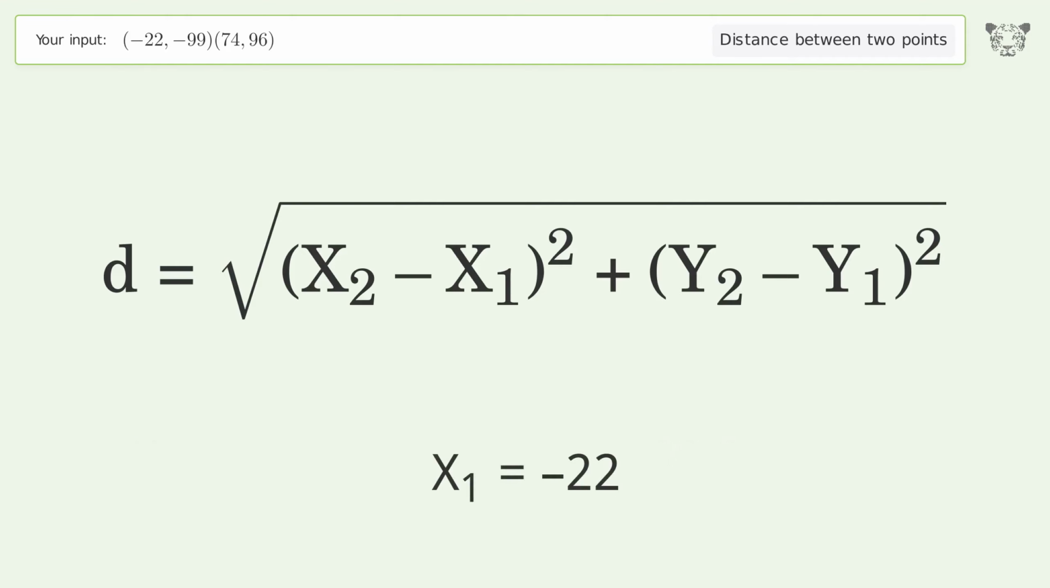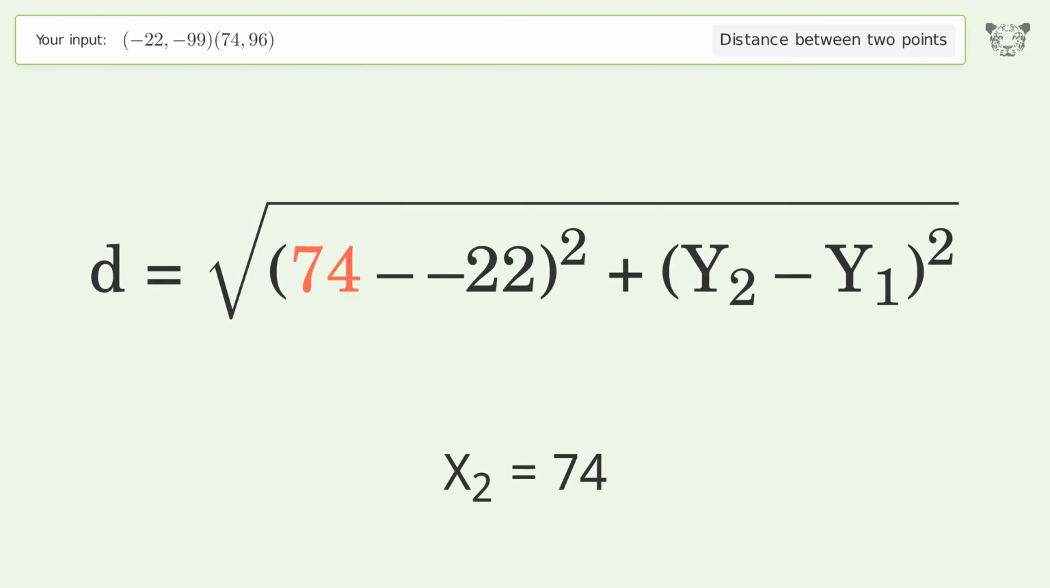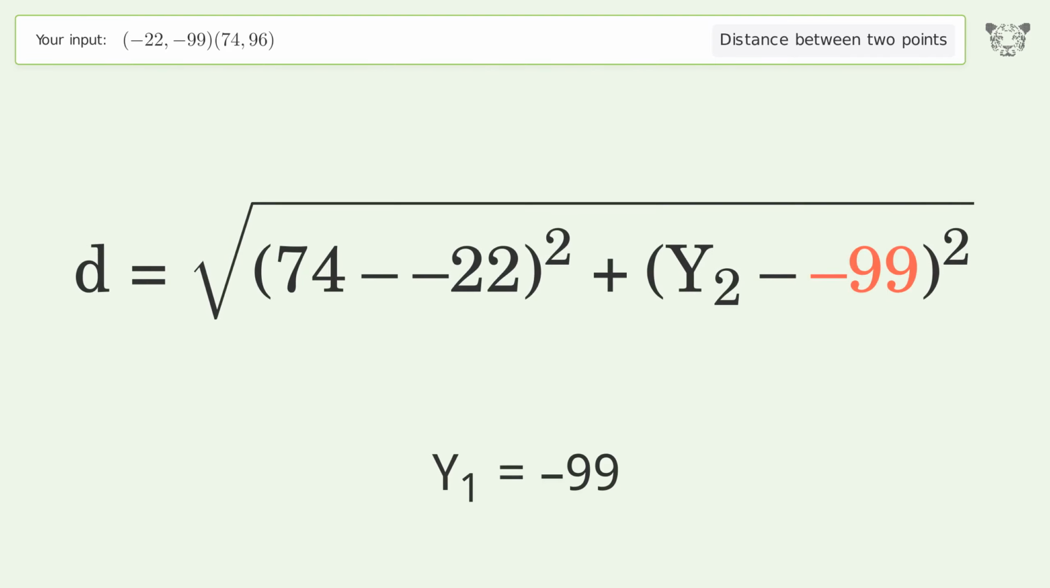x1 equals -22. x2 equals 74. y1 equals -99. y2 equals 96.